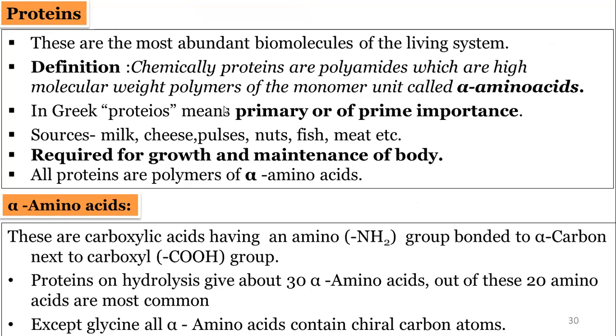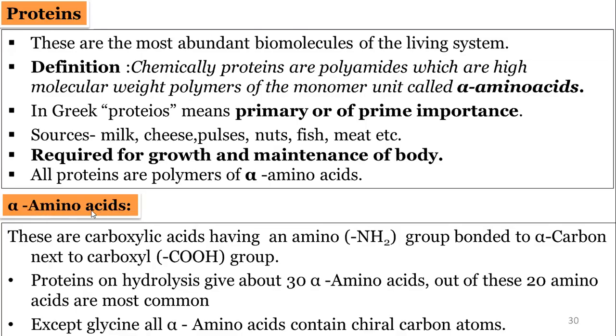Proteins also we discuss. What is the definition of proteins? What is meant by alpha amino acids? All the proteins are alpha amino acids, means proteins on hydrolysis give alpha amino acids. There are also beta amino acids, but we are not interested in those. Only we are interested in alpha amino acids.